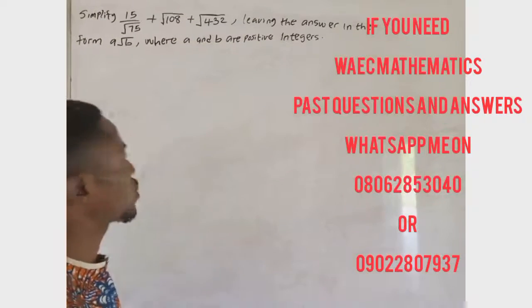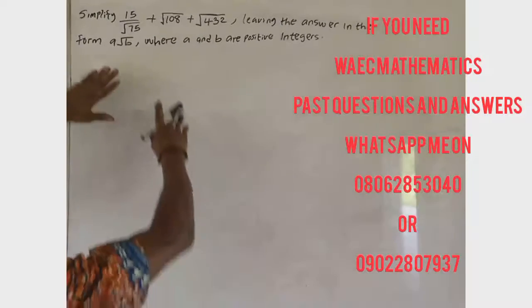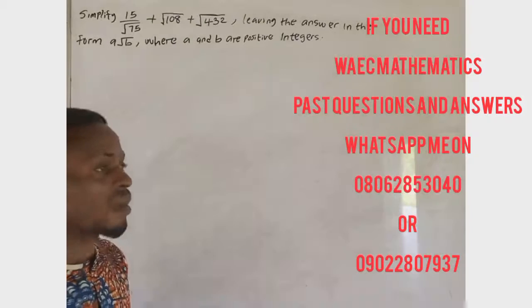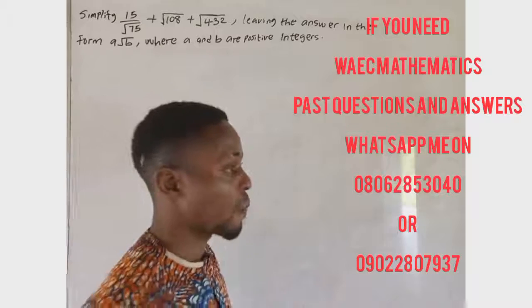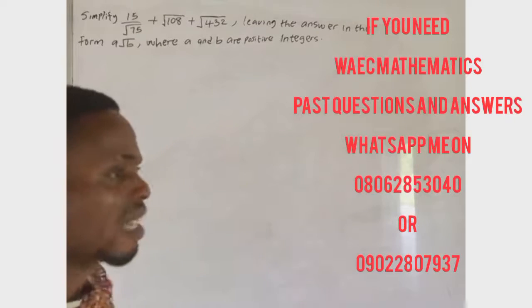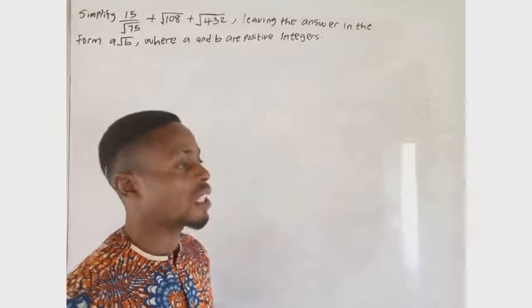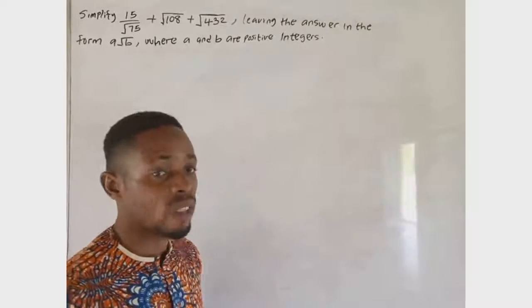The first thing that should come to your mind after reading this kind of question is the topic called surd in mathematics. You should know the basic rules of surd. What do I mean by surd? Surd deals with irrational numbers, numbers that do not have a perfect square root.